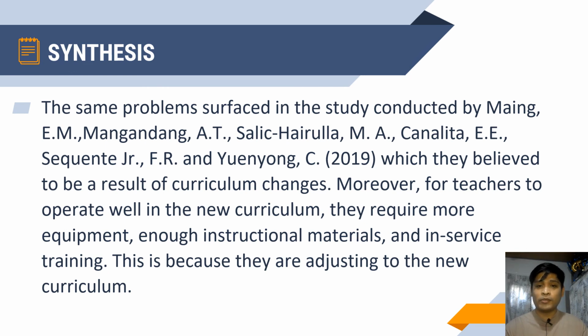The same problem surfaced in the study conducted by Maing et al. in 2019, which they believed to be a result of curriculum changes. Moreover, for teachers to operate well in the new curriculum, they require more equipment, enough instructional materials, and in-service training. This is because they are adjusting to the new curriculum. And that ends my synthesis on the 5 research articles related to my chosen topic on the spiral progression approach. Thank you.